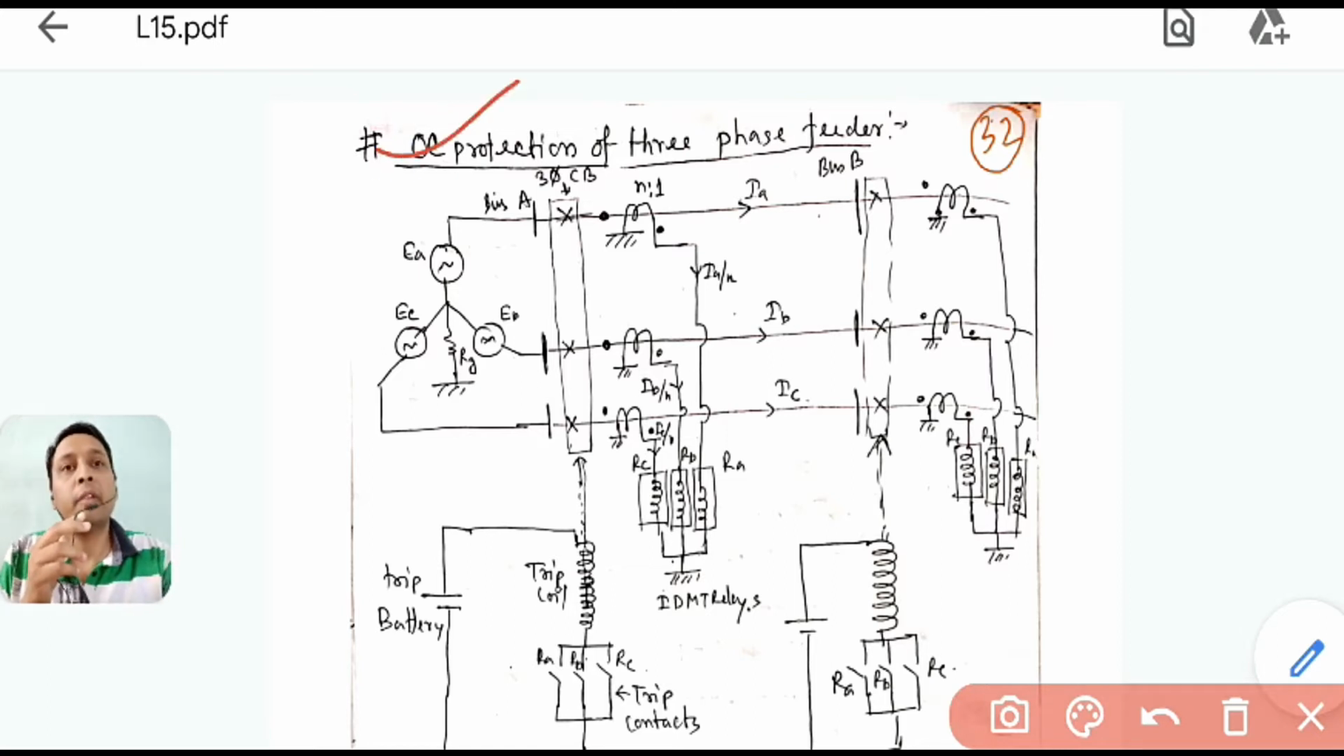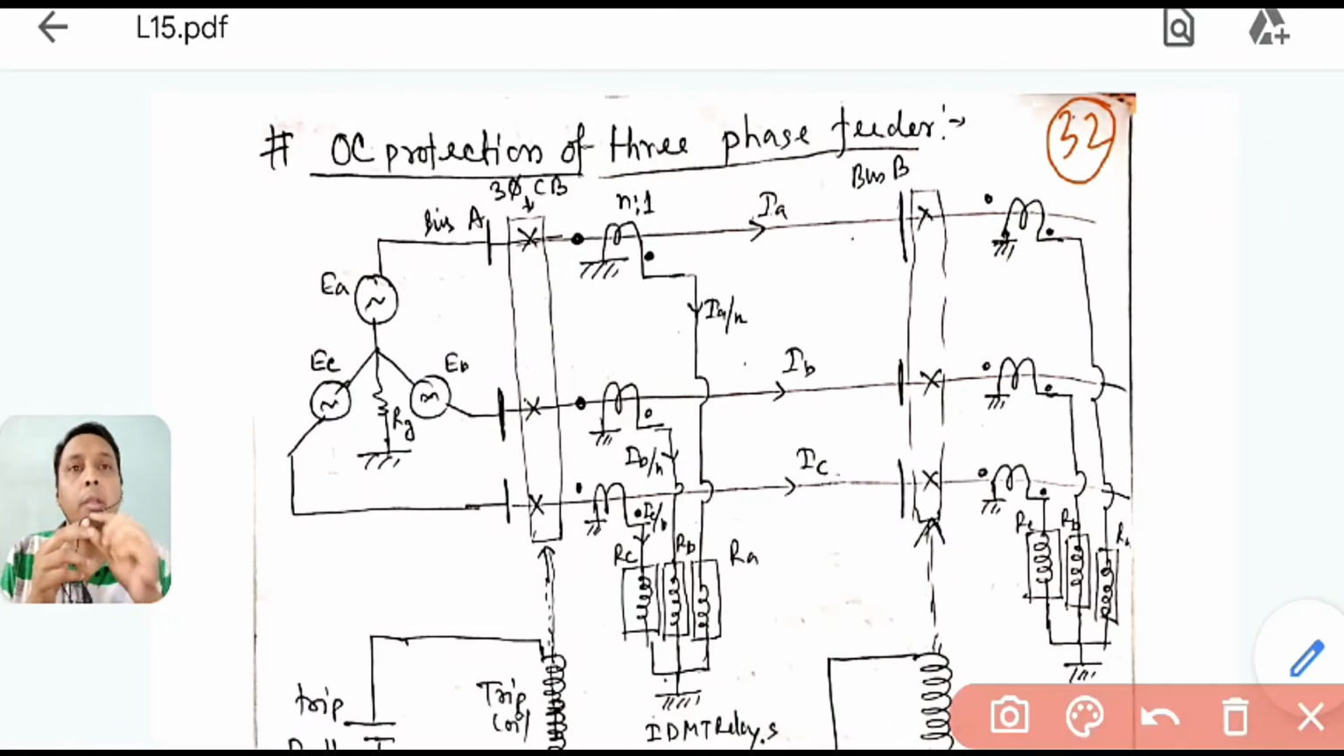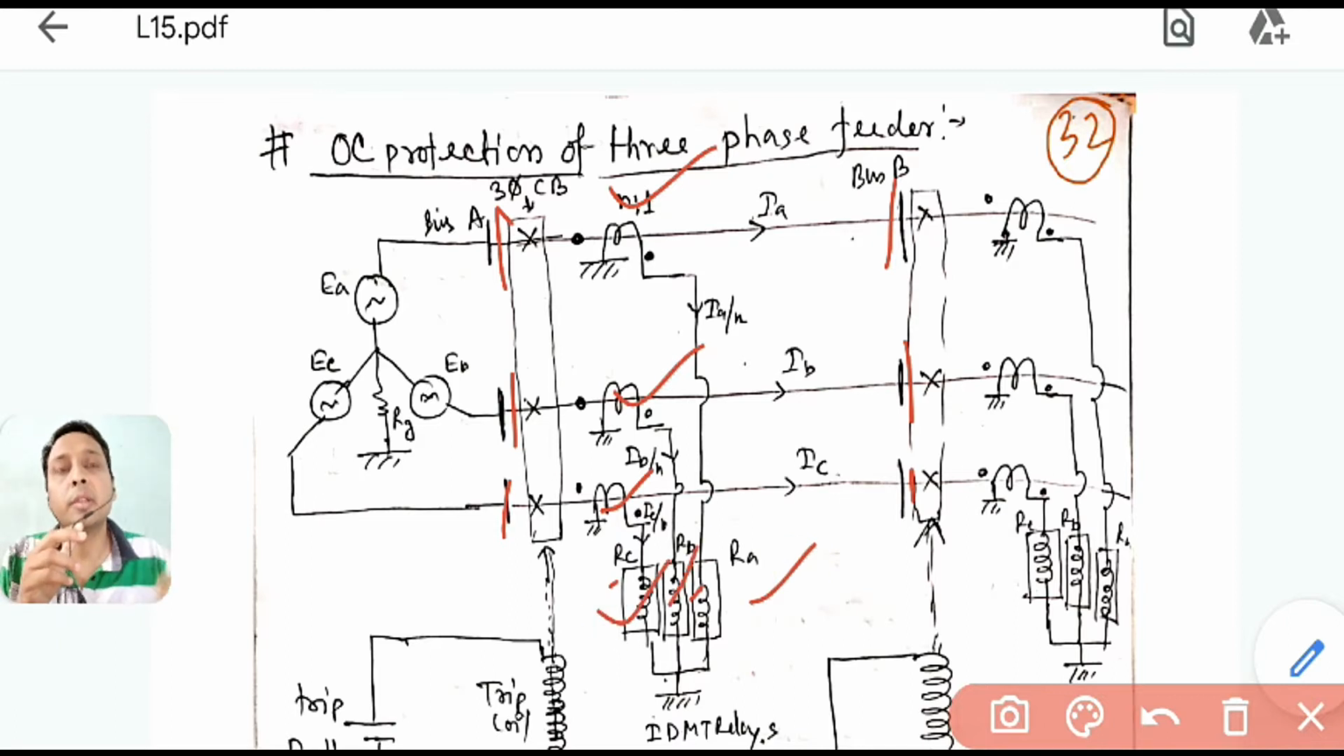So you have three different phases, A, B, C. Let me zoom it a little bit. Then you can see there are two buses I am considering, bus A and bus B, like your earlier problem. For each phase there will be one CT, so I have connected one CT in each phase, CT1, CT2, CT3. Each CT is connected to one overcurrent relay, RA, RB, RC. Three overcurrent relays are there. Here also three CTs and three overcurrent relays are there.